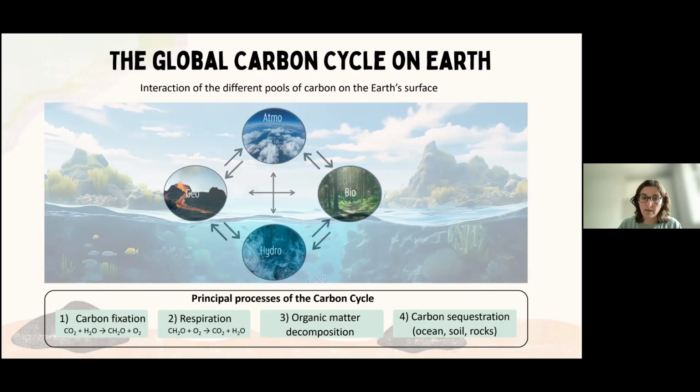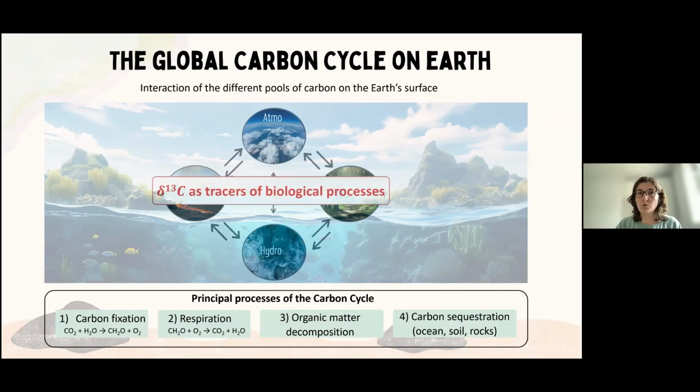So the way that we have to trace the carbon movement among all these processes is by using this carbon isotope. But importantly, what I would like to highlight is that most of the processes that I just mentioned are related to biology. And that's why isotopes are one of the most extensively used biochemical tracers of biological processes.